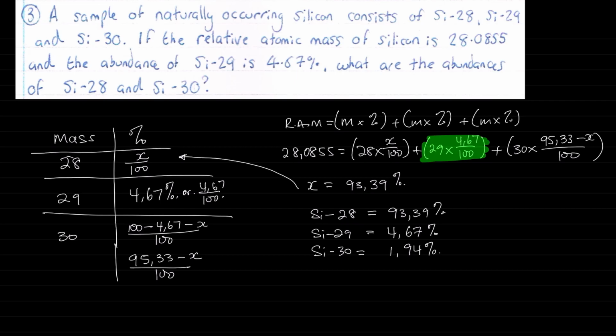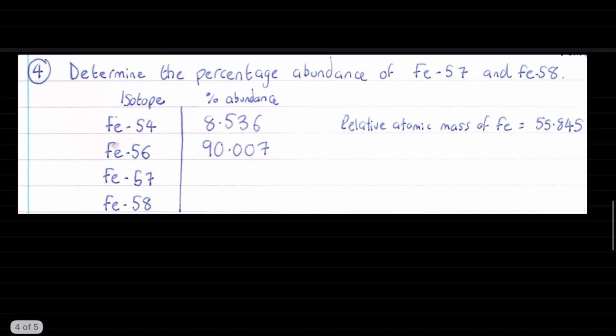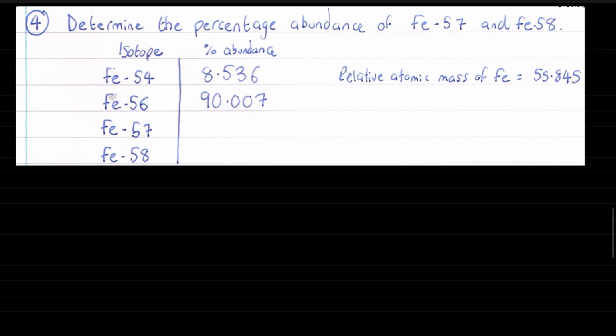Okay, let's move on. Question number 4. Question number 4, they've given us a table now. And question 4 reads, determine the percentage abundance of Fe57 and Fe58. They've given us this table. Now there's 4 isotopes and they've given us the relative atomic mass. Now, what we can do here, just like we've done before, is we'll label this X. So we'll make it X over 100.